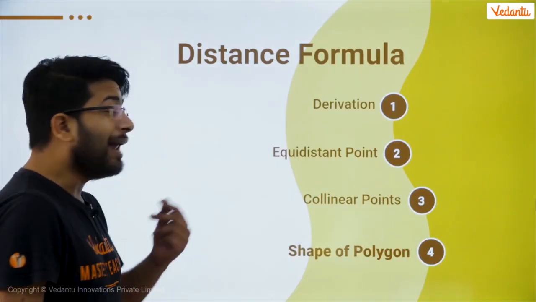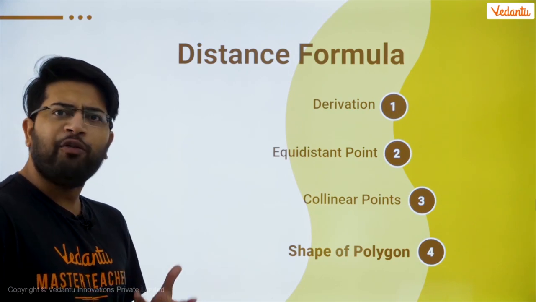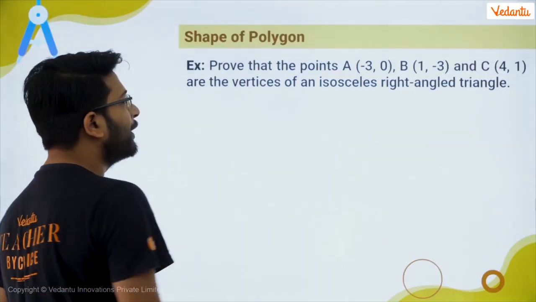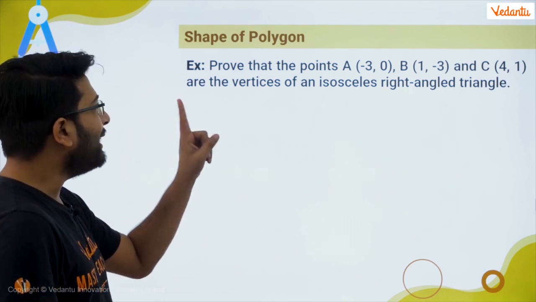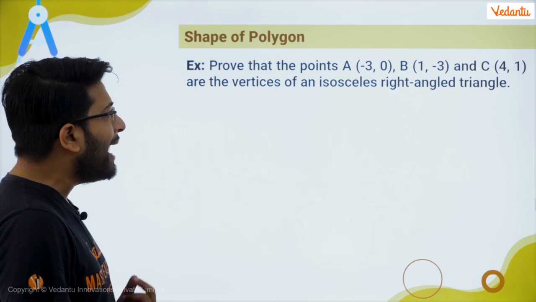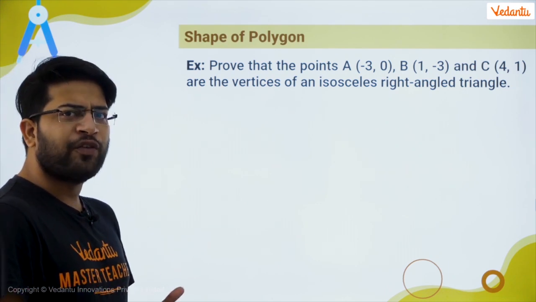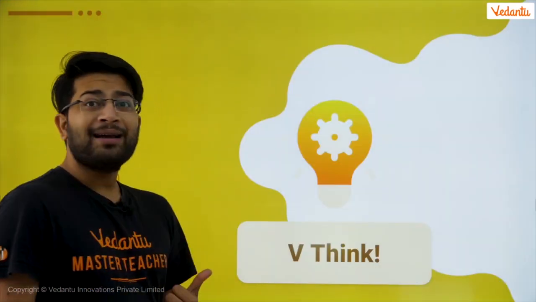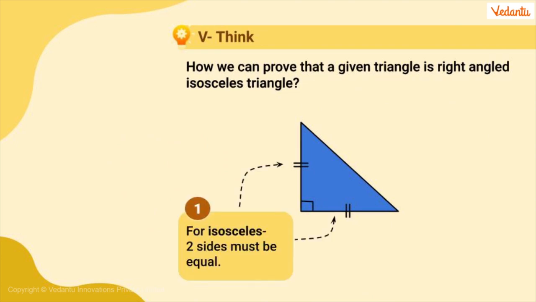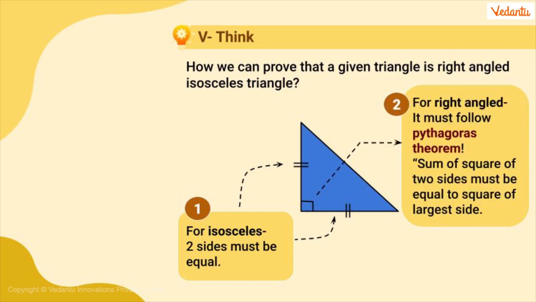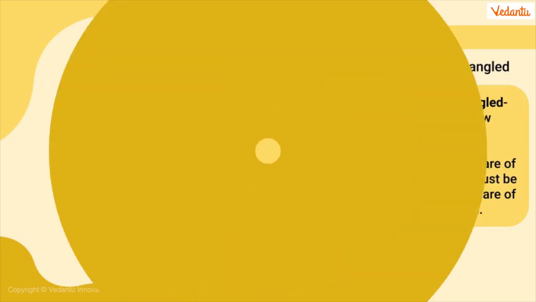Okay, very good. Now, champ, let me show you how we can define the shape of any polygon with the help of the distance formula. Look at this question. Prove that the points A, B, C are the vertices of an isosceles right angle triangle. First of all, it's isosceles, and at the same time a right angle triangle. So what are the conditions? The first condition, two sides will be equal. The second condition, the Pythagoras theorem must be applied. So just apply these two conditions.